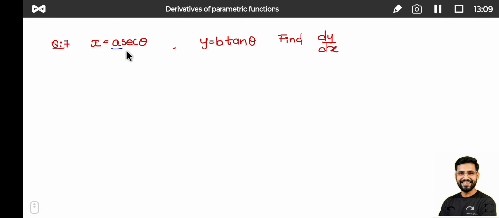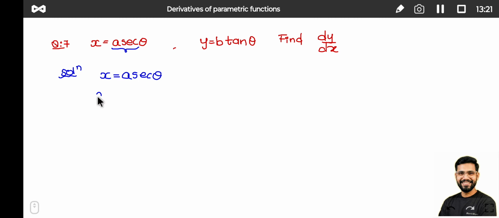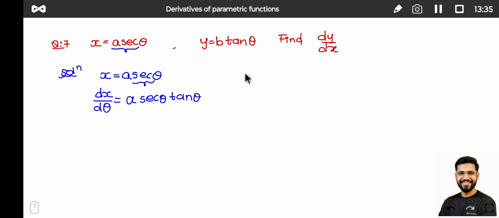So x is equal to a sec theta and y is equal to b tan theta. So the variable here is theta. If you write the derivative of x with respect to theta, which is dx upon d theta, it is equal to a, a is a constant as it is, derivative of sec theta, which is sec theta into tan theta. On the other side we have y equal to b tan theta. So derivative of y with respect to theta, which is dy upon d theta, is equal to b as it is, and derivative of tan, which is sec square theta.